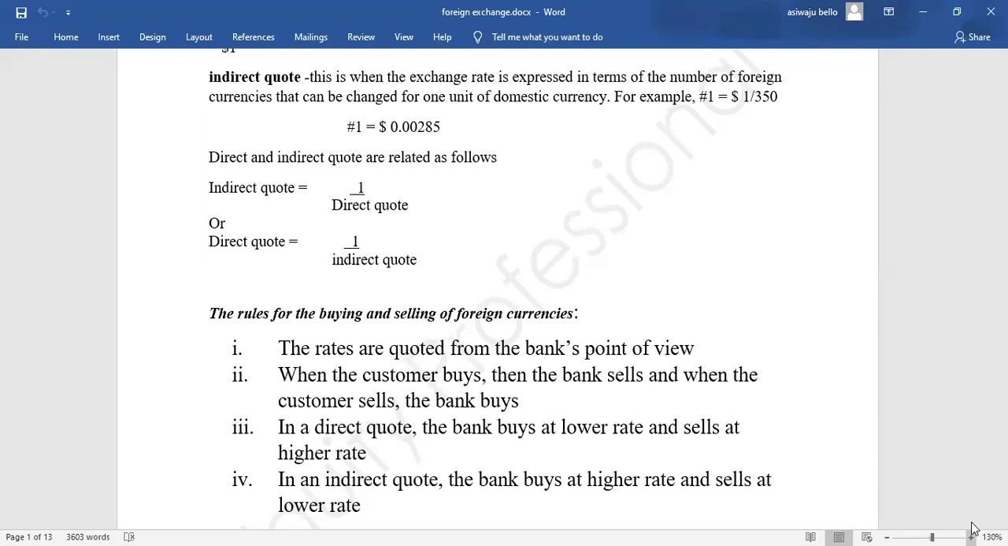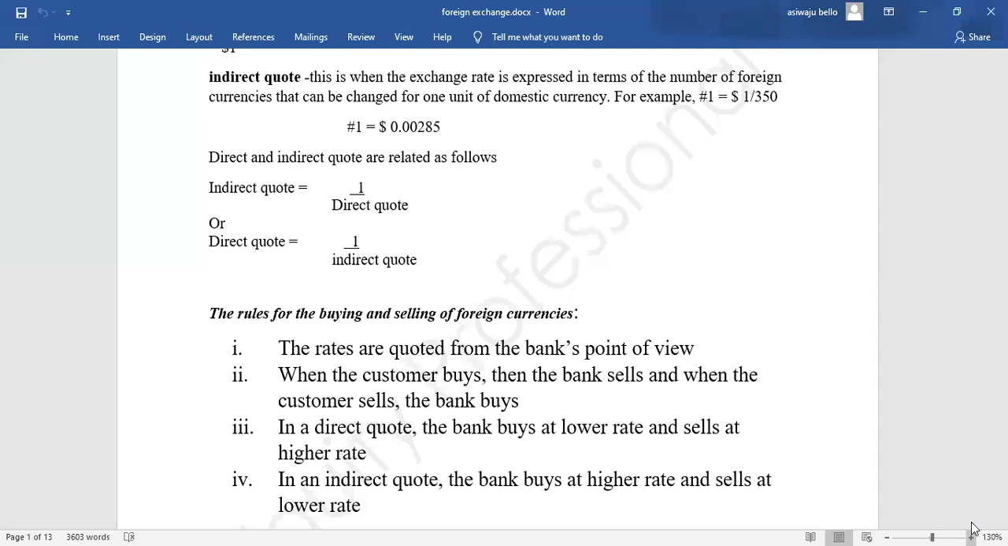Rule number 3. In a direct quote, bank buys at lower rates and sells at higher rates. Please note these points. Once we establish the principle, then we can solve hedging.